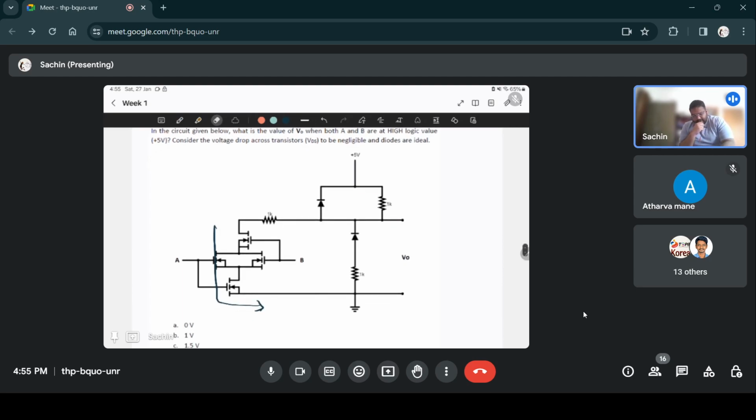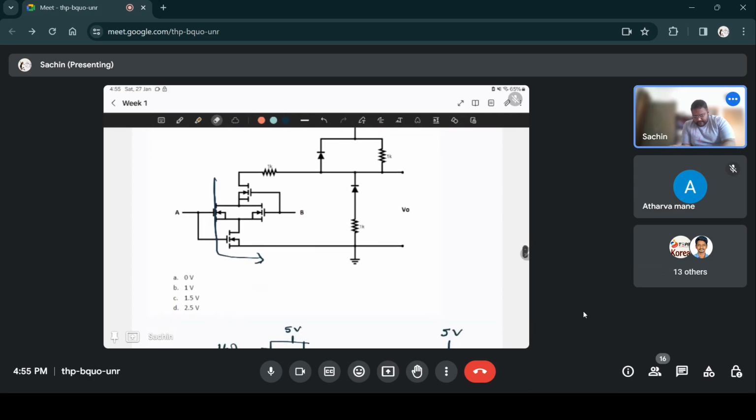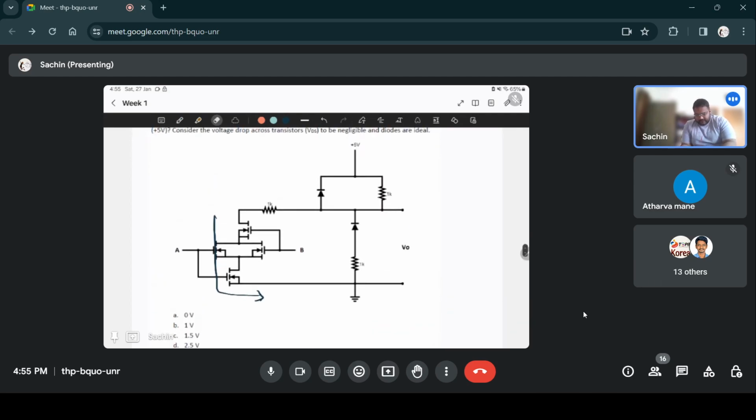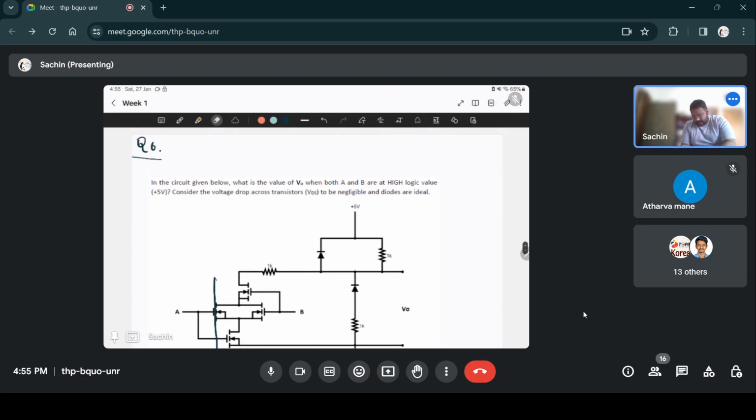You can see the last lecture from week 1 to know how MOS transistors work. So CMOS and all is covered in the last lecture. This is NMOS. That's also covered in the last lecture.